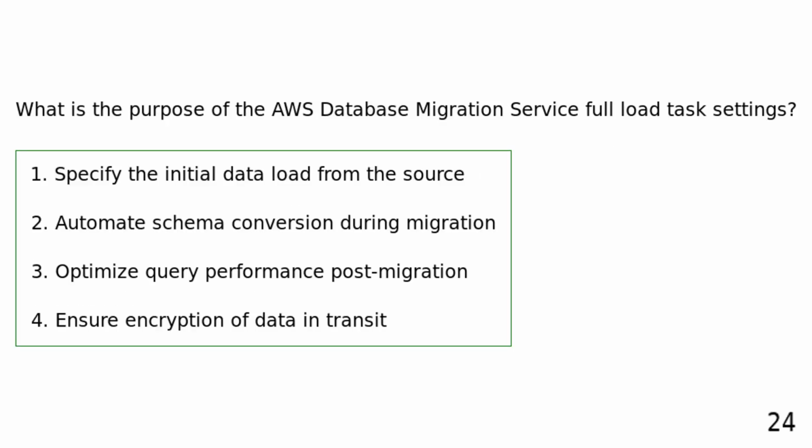What is the purpose of the AWS Database Migration Service full load task settings? Specify the initial data load from the source. Automate schema conversion during migration. Optimize query performance post-migration. Ensure encryption of data in transit.